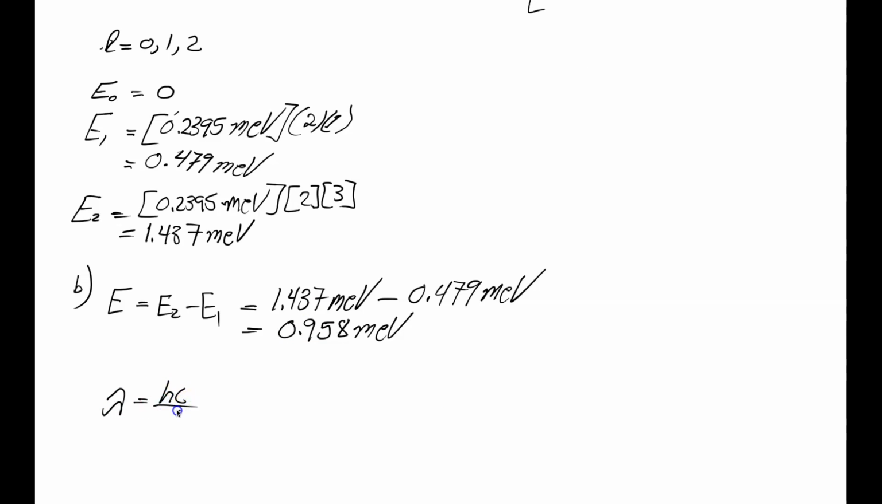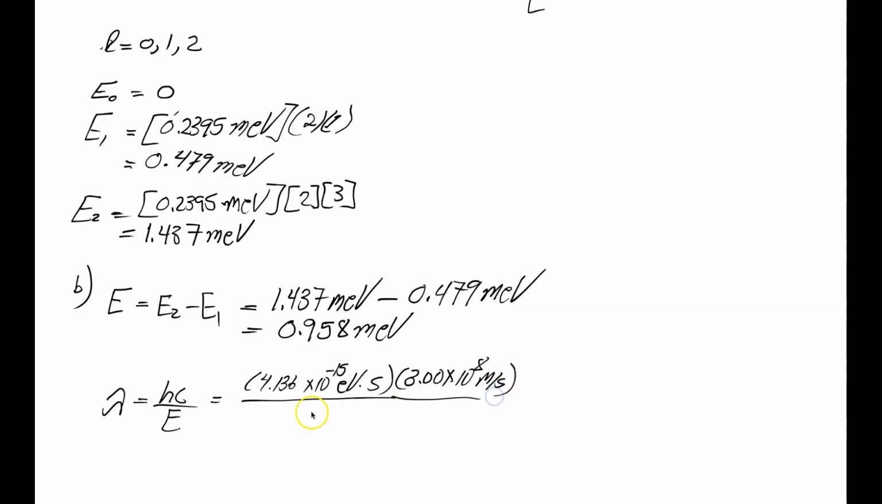And that means that lambda, which equals hc over E, would equal 4.136 times 10 to the minus 15 electron volt seconds times the speed of light, 3.0 times 10 to the 8th meters per second, over the energy difference of 0.958 times 10 to the negative 3 electron volts, and that gives us 1.29 times 10 to the negative 3rd meters, or 1.29 millimeters.